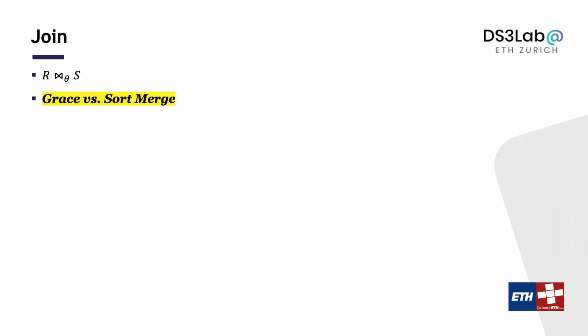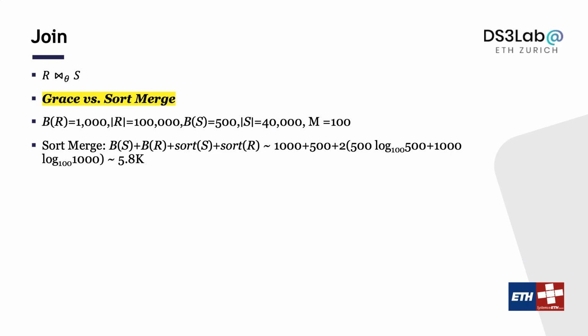So we talked about 2 algorithms. I think the most powerful ones are probably the Grace hash join and the sort-merge join, and we can actually compare them. Let's get back to our example. I have R with 1,000 pages, and S with 500 pages. If you plug in the cost model, assuming the buffer size is 100, for sort-merge join I need roughly 5.8 thousand IOs.